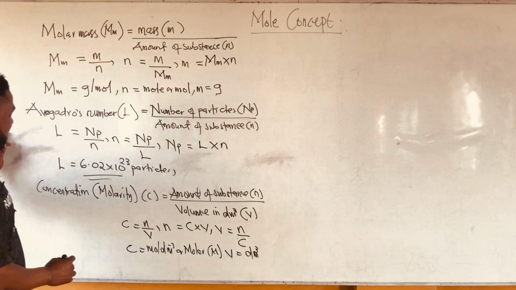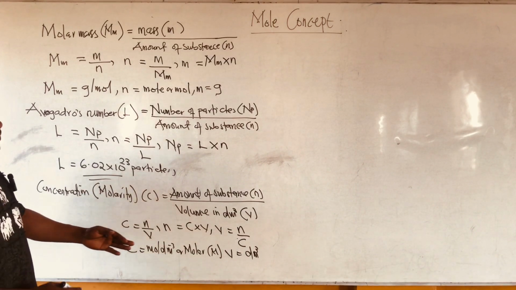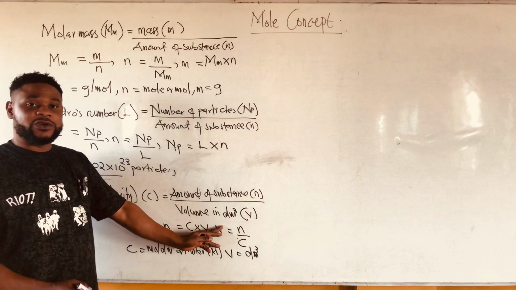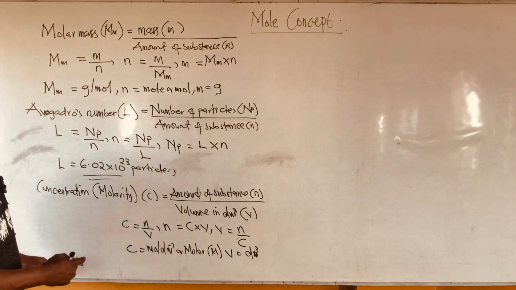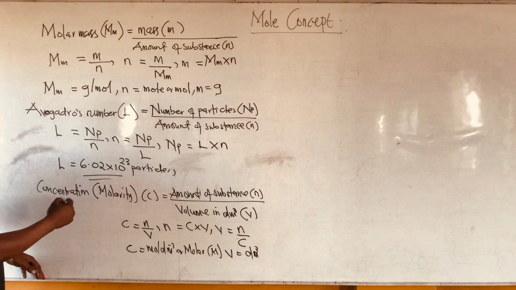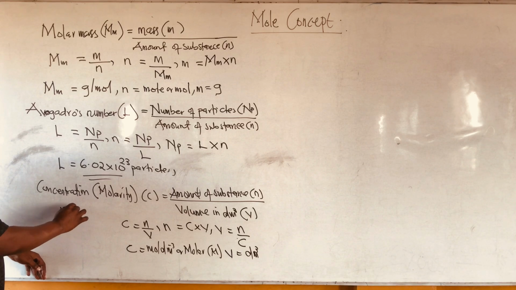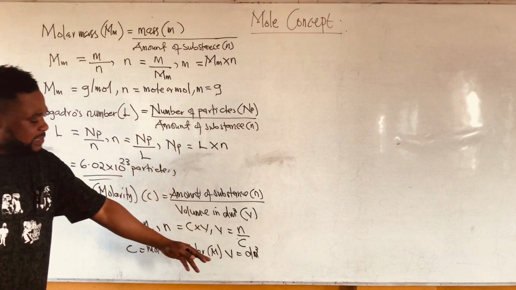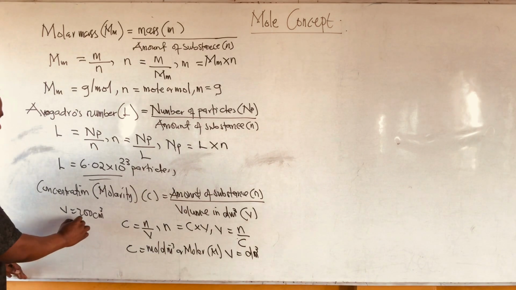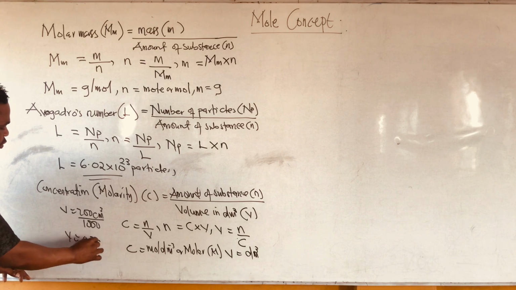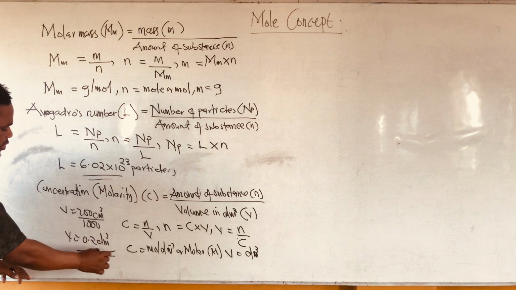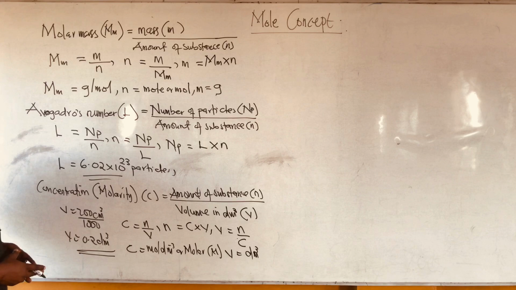Don't forget, sometimes if the volume is given in centimeter cube, we can change it to decimeter cube by dividing it by 1,000. So let's say I give you a question and the volume is 200 centimeter cube, and we want it in decimeter cube. You just divide it by 1,000, so that your volume now will become 0.2 decimeter cube. So we must know our conversion here.